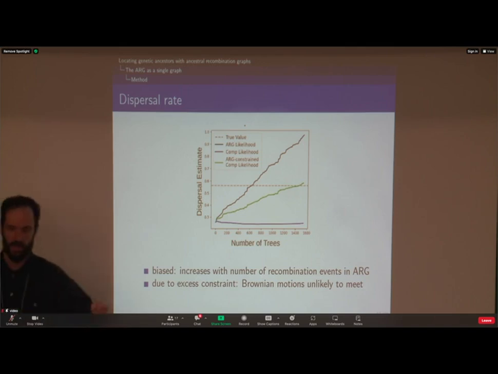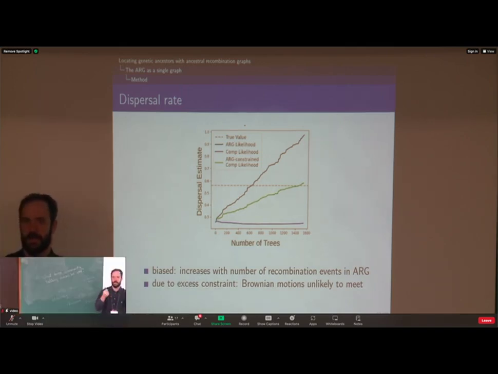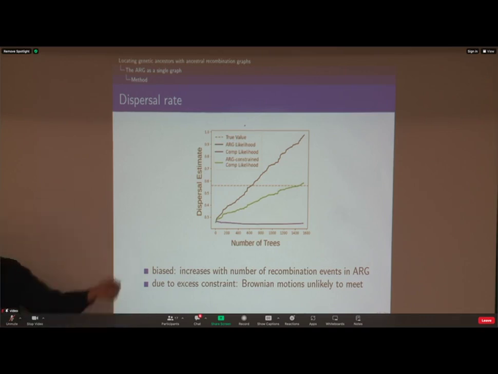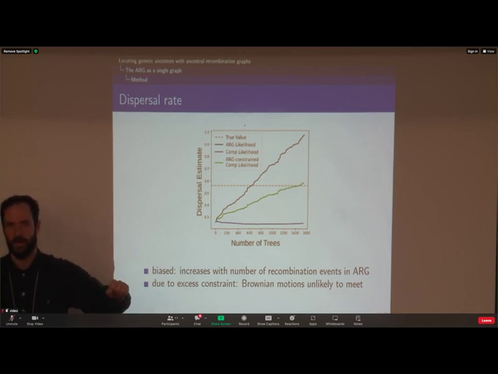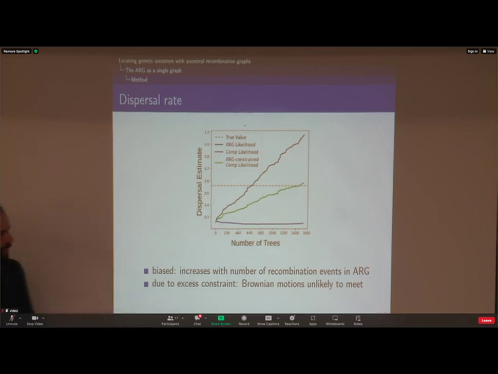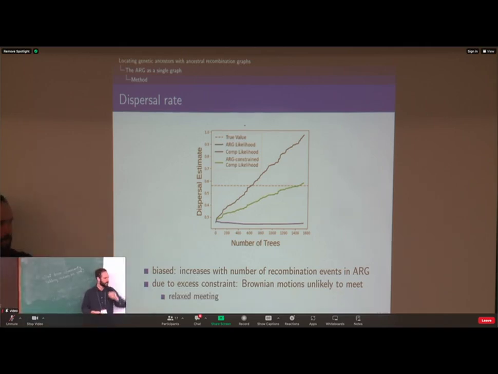So every time you add a tree, you're forcing two Brownian motions to meet at a recombination. Two Brownian motions meeting exactly, especially in two dimensions, is a very unlikely event. And so this puts a lot of constraint on the internal node locations, which increases the dispersal rate. Okay, so it's a model misspecification problem that causes our dispersal rate to go too high.